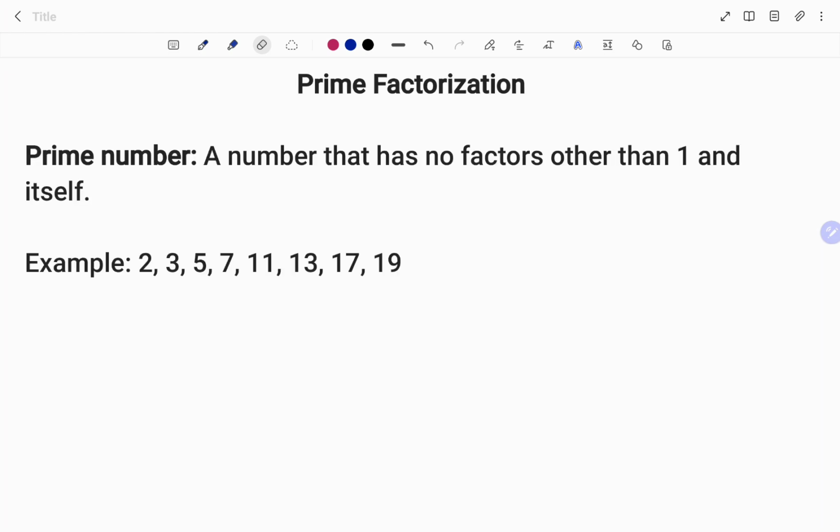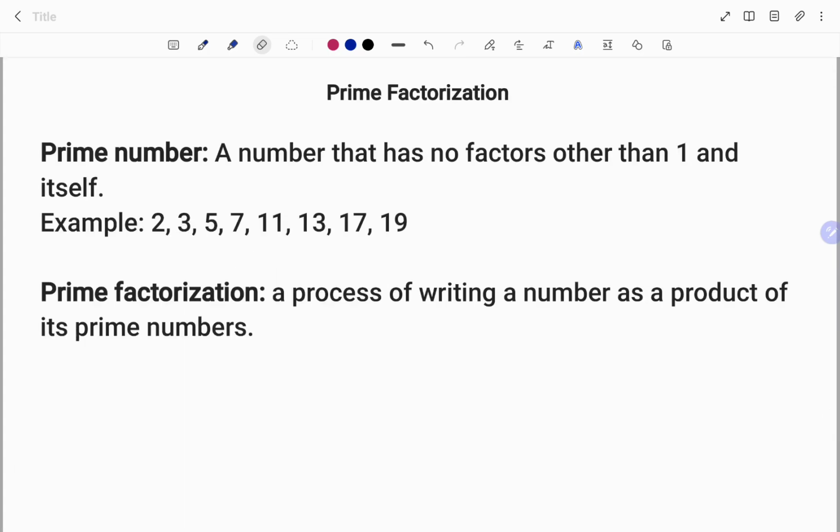Before we go into prime factorization, let's do a quick recap on prime numbers. A prime number is a number that has no factors other than 1 and itself. For example, prime numbers below 20 are 2, 3, 5, 7, 11, 13, 17, and 19. Each of these numbers has just itself and 1 as a factor. No other number can go in without a remainder.